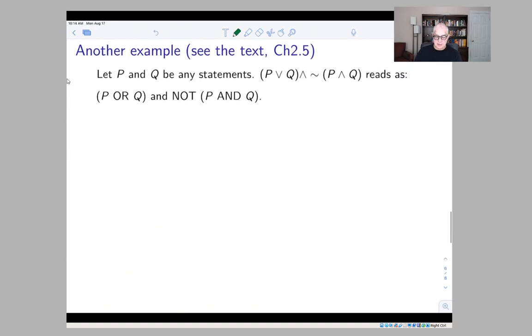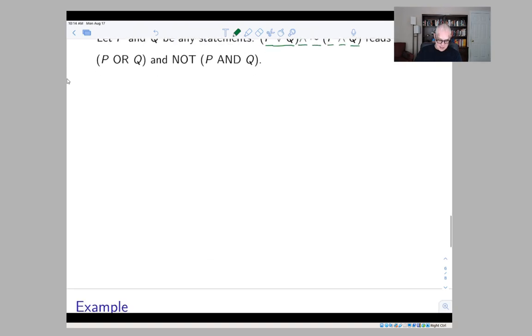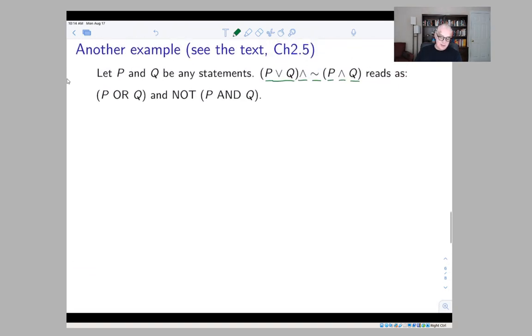Here's another example. This is taken from the text. So the statement that you're asked to look at, and again, we're using these fancy symbols more or less just to get practice, is P or Q and not P and Q. So I've written it out here using P or Q and not P and Q. And what would the truth table for this situation look like?